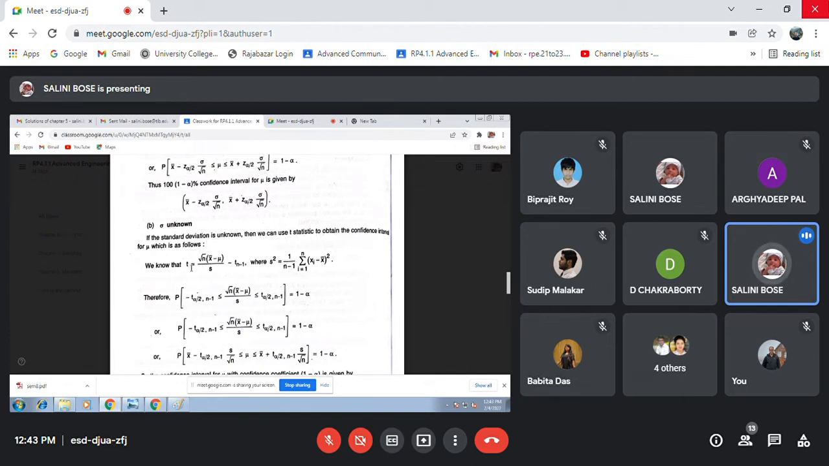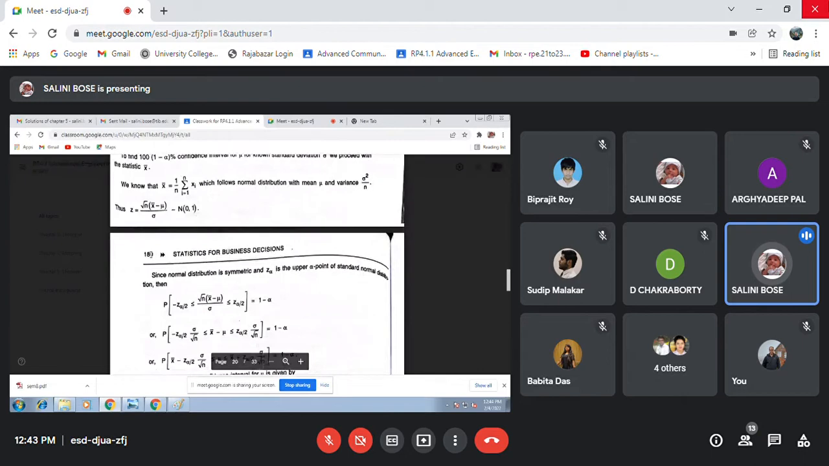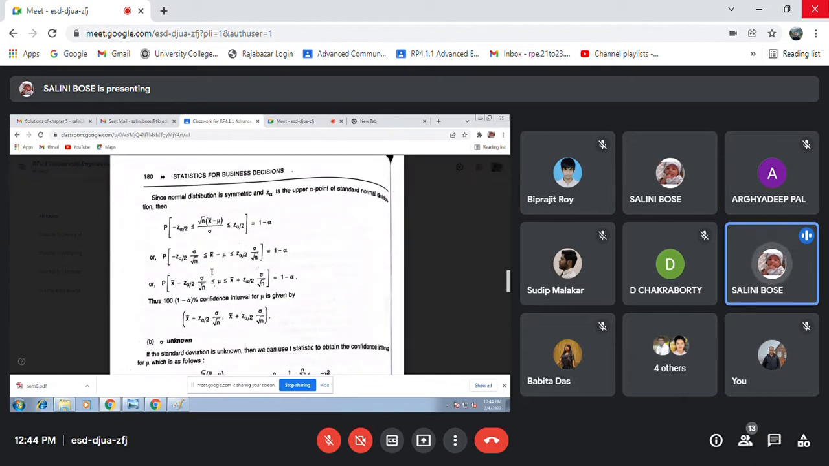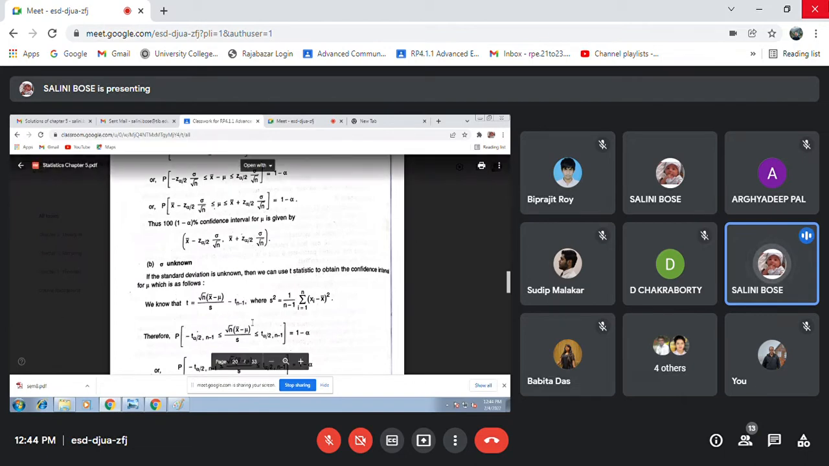And in terms of T, this is the formula of T, not the same as Z. In case of Z, it is root n by sigma. But in case of T, in place of sigma we use the sample standard deviation S. So it is root n by S, times x bar minus mu. And it follows the T distribution with n minus 1 degrees of freedom. This part was already discussed in the previous chapter.